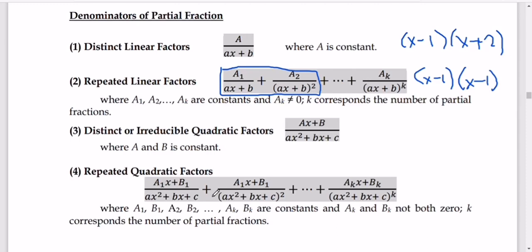Plus a sub 2x plus b2 over ax squared plus bx plus c squared, and so on until you meet the highest degree, a sub k x plus b sub k over ax squared plus bx plus c raised to k, wherein a1, b1, a2, b2, ak, bk are constants, and ak and bk are not both zero, and k corresponds to the number of partial fractions.